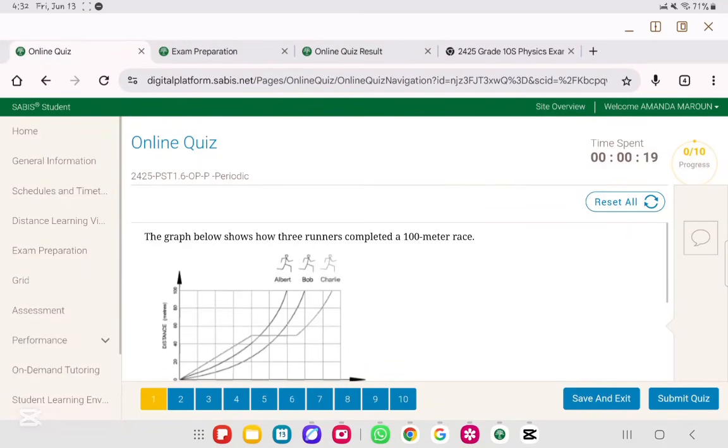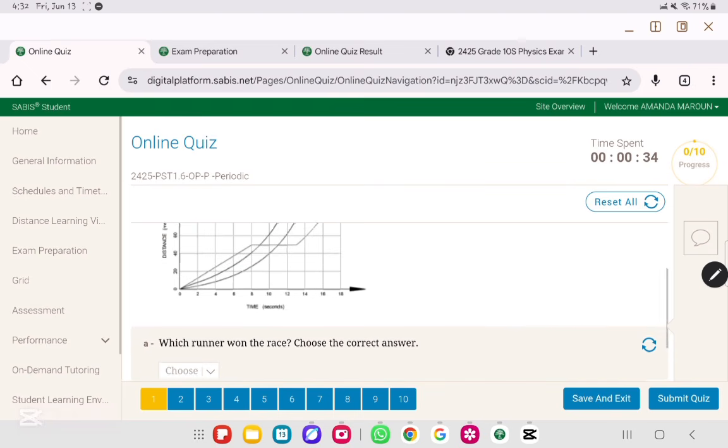So today I'll be explaining the physics or mechanics course practice of section 1.6 till 1.8. Let's start with the first question. The graph below shows how 3 runners completed a 100-meter race. Which runner won the race?